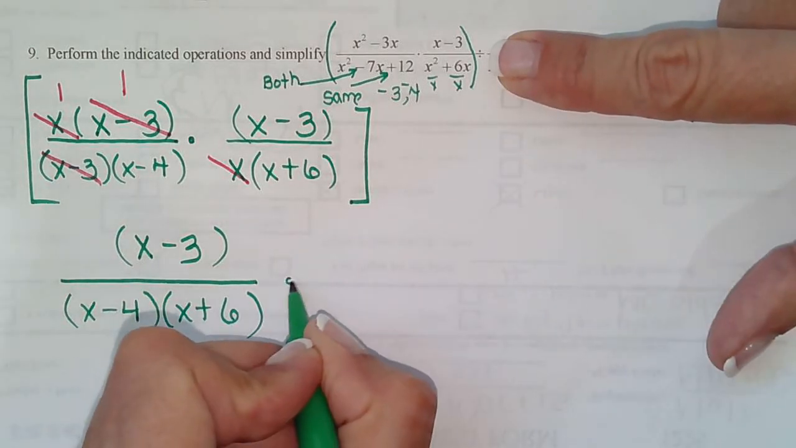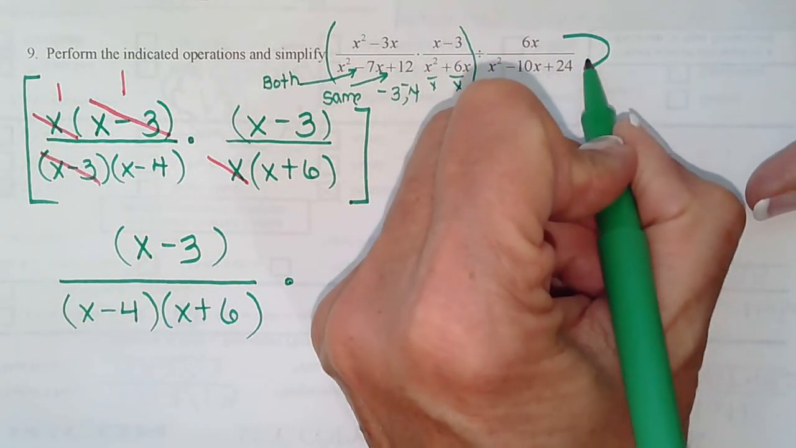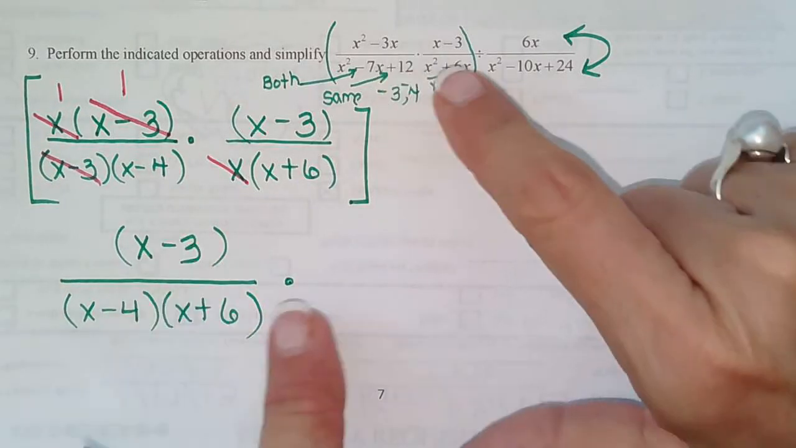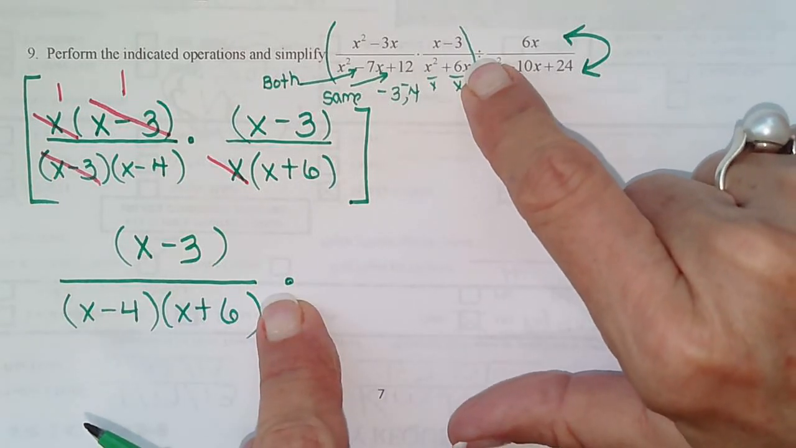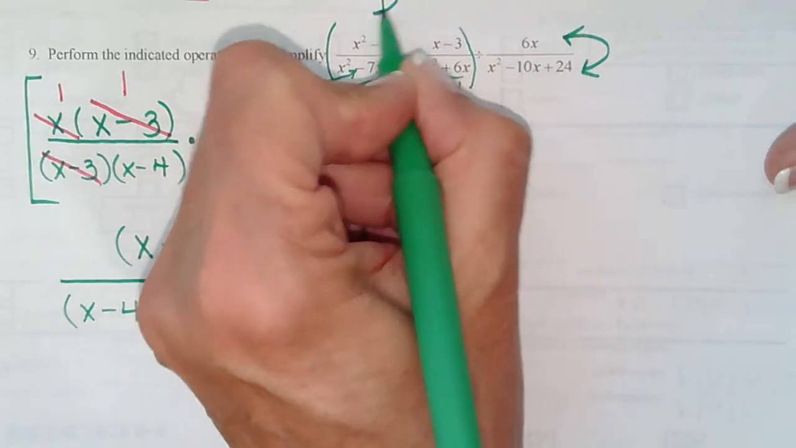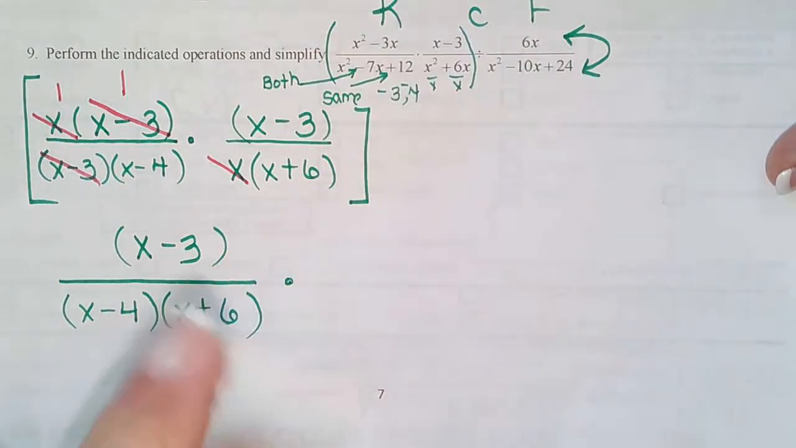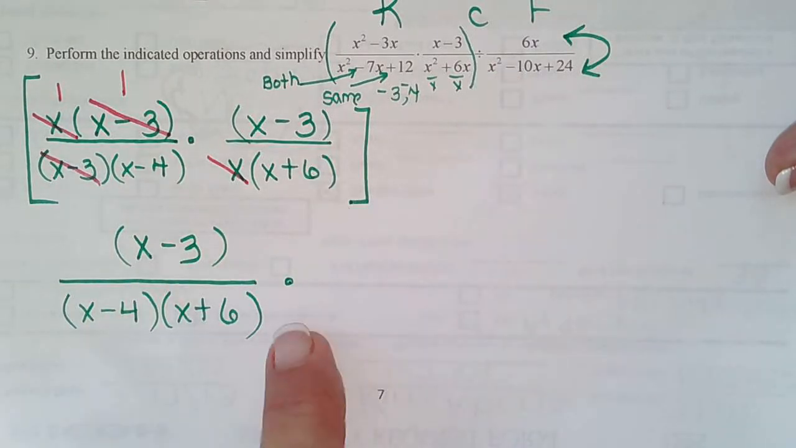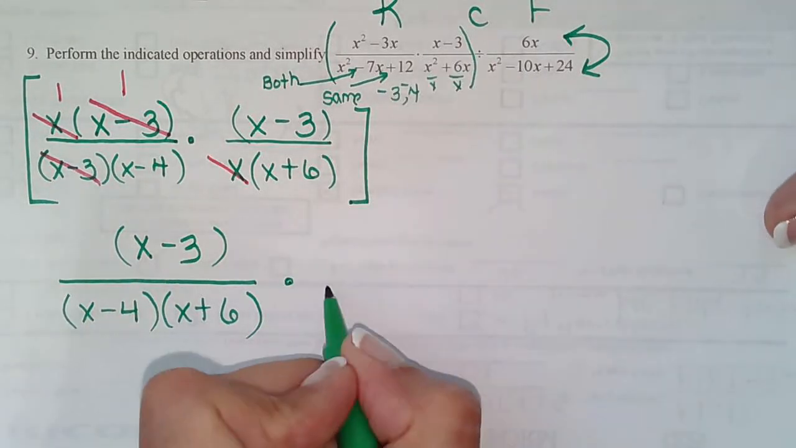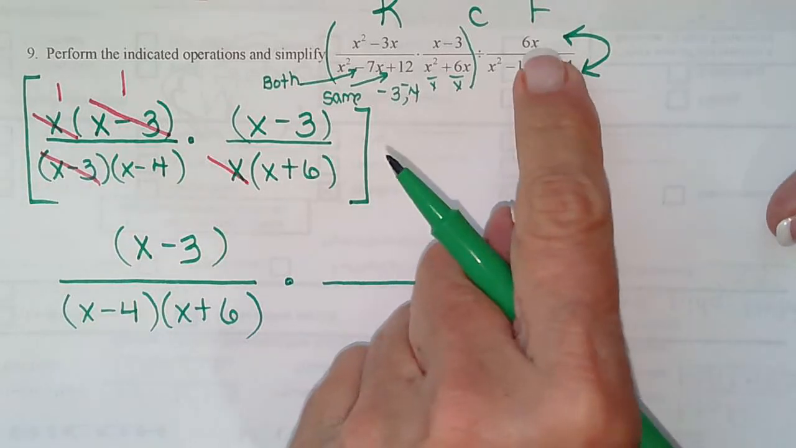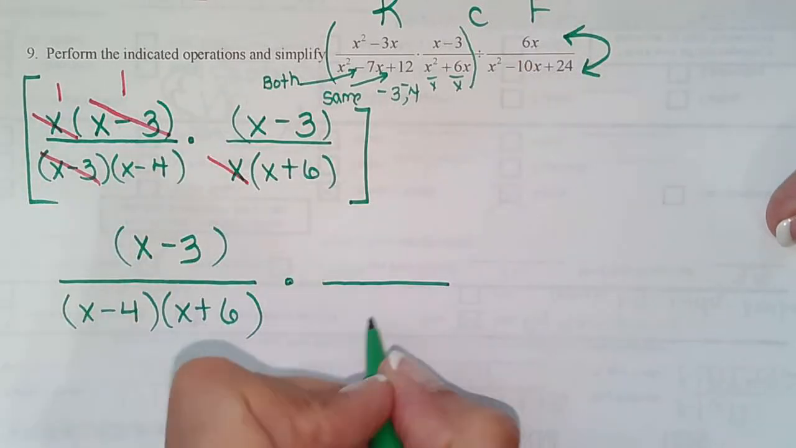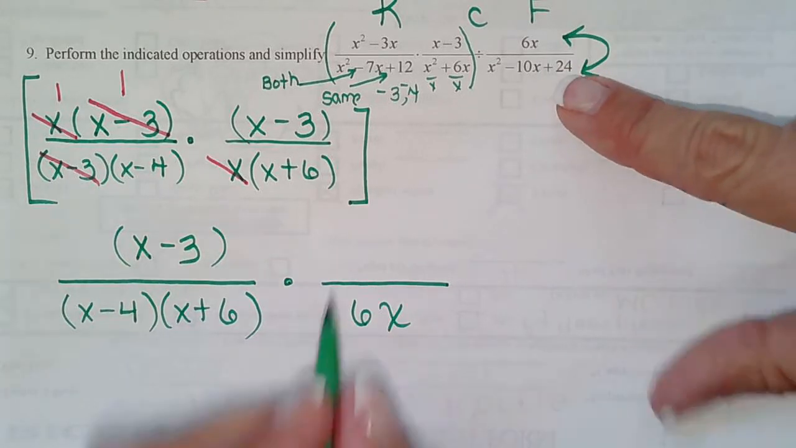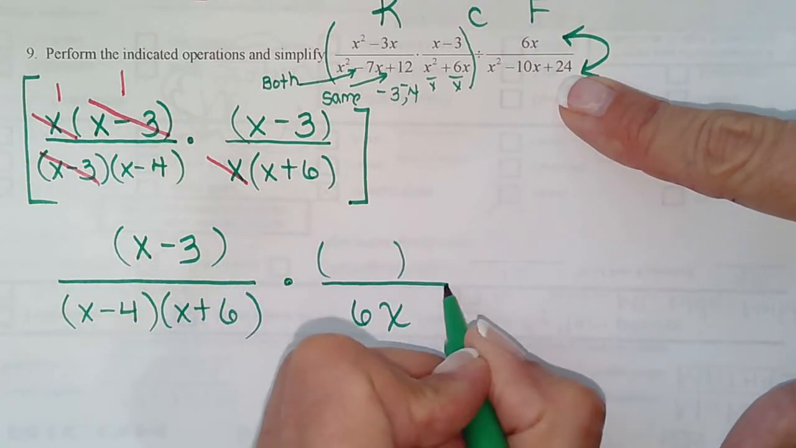So then we go flip. So keep, change to multiplication, flip. So I kept the first one as is, change this to multiplication, now flip the second. So in the denominator, 6 times x, nothing going on there. In the numerator, though, we're going to factor this double bubble.